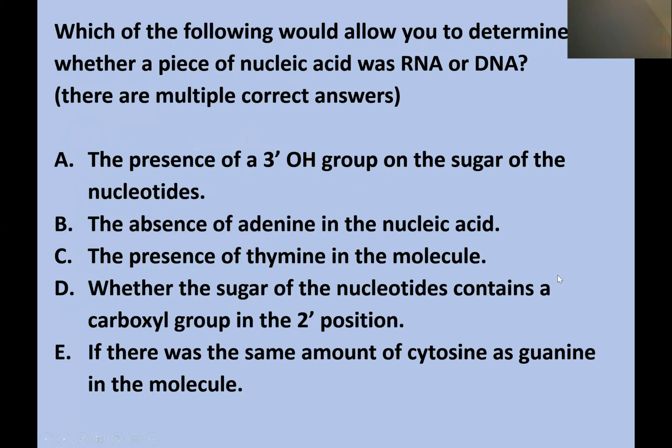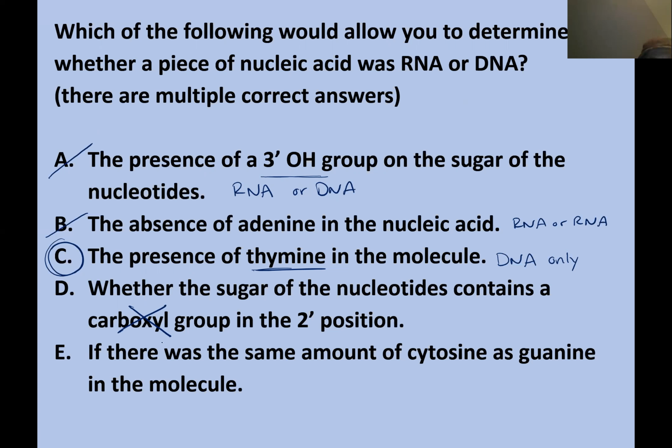Which of the following would allow you to determine whether a piece of nucleic acid was RNA or DNA? So let's just go through these one by one. The presence of a 3' hydroxyl group. Now, that could be RNA or DNA, right? They both have it. The absence of adenine. Well, this could be RNA or DNA because they both use adenine. The presence of thymine. Well, that's DNA only. So that would be one of the correct answers. Whether the sugar of the nucleotides contains a carboxyl group. Oh, well, this isn't even right. There's no carboxyl group in the 2'. If this had said a hydroxyl group, it could be either one. So this isn't going to help you at all.